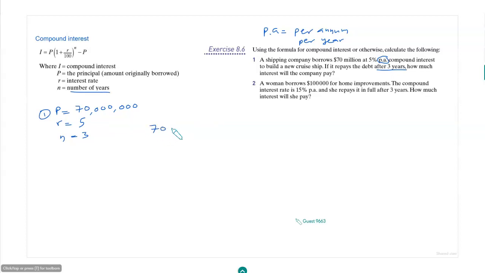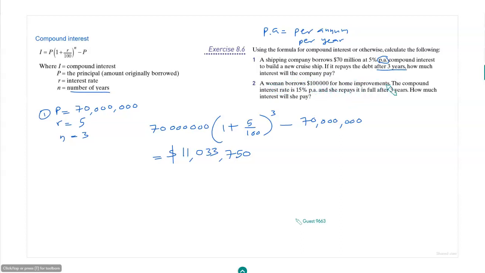So 70 million into 1 plus 5 by 100, all raised to 3, minus 70 million. So how much? Yes, very good. This many dollars, right? So that's your interest.